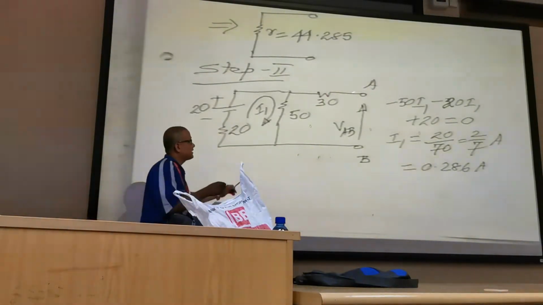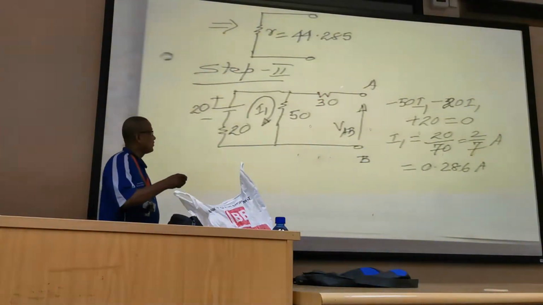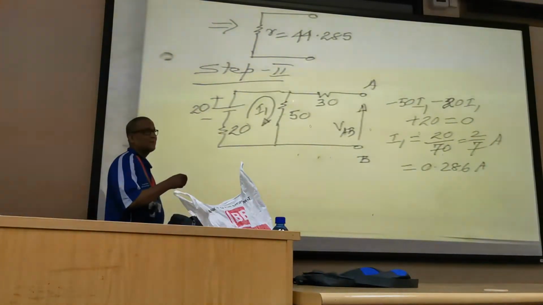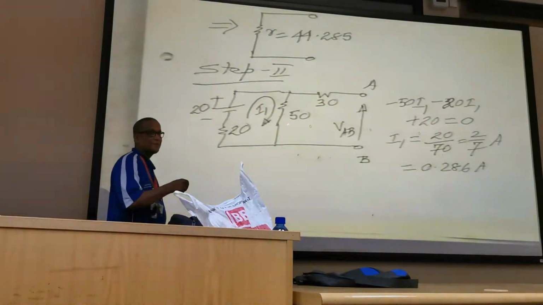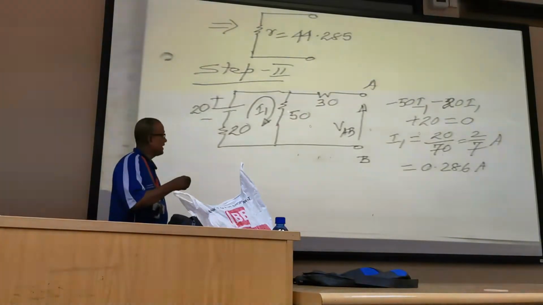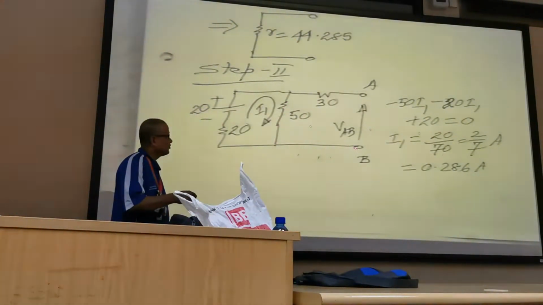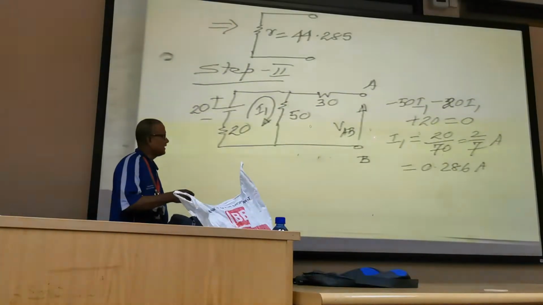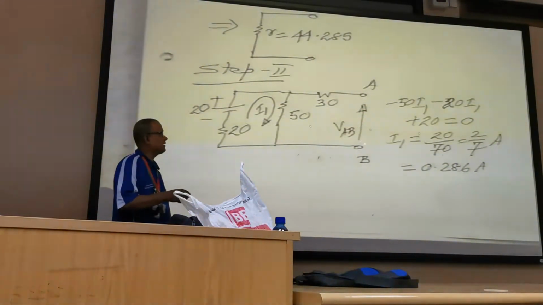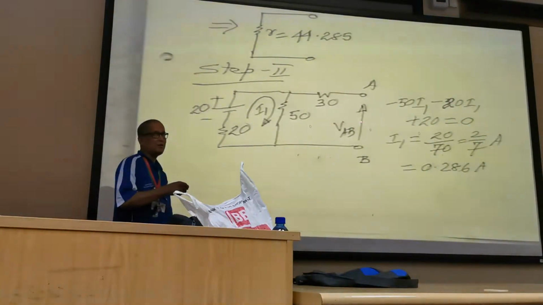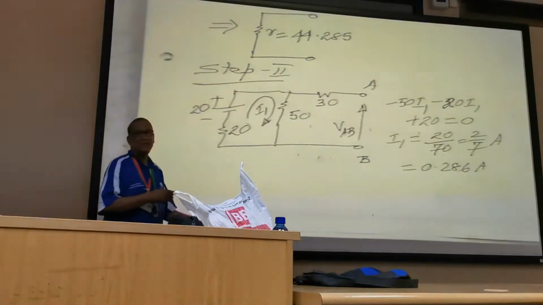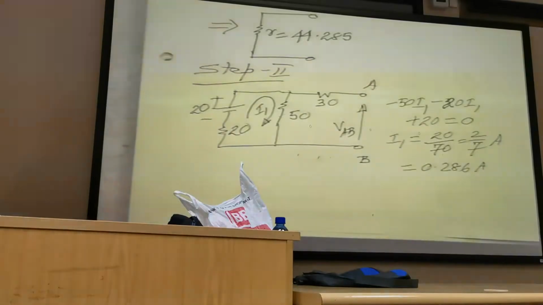If we start from here, what is the drop here? 0. What is the drop here? 50 times I1, right? And then we go there. In order to finish the loop, is this one a voltage rise or a drop? Voltage rise, that is positive. So let's write a loop equation for this one, that will be easier.